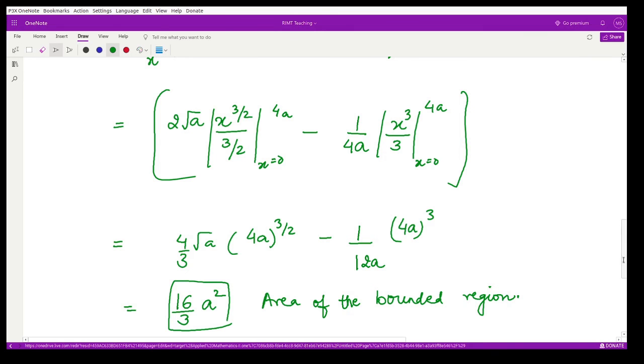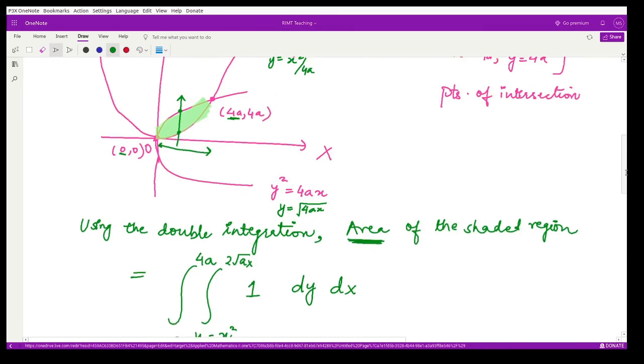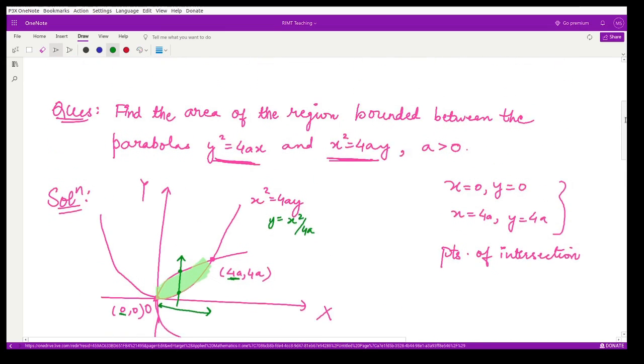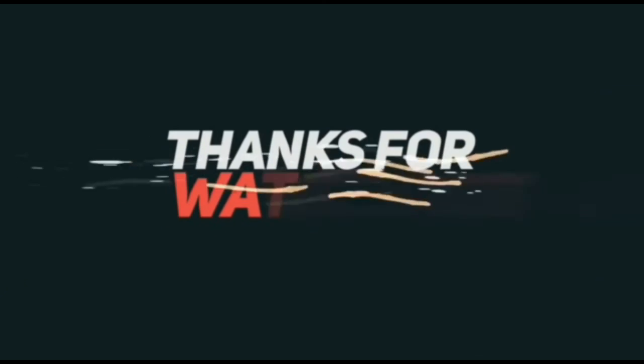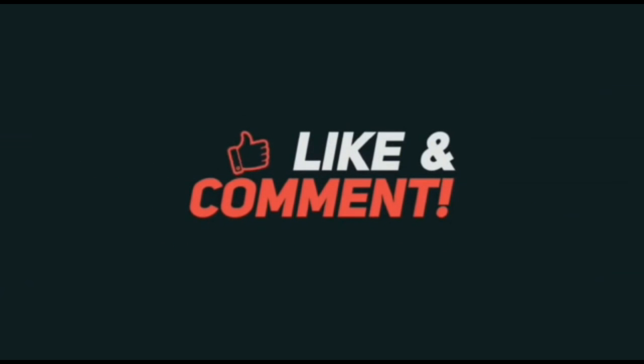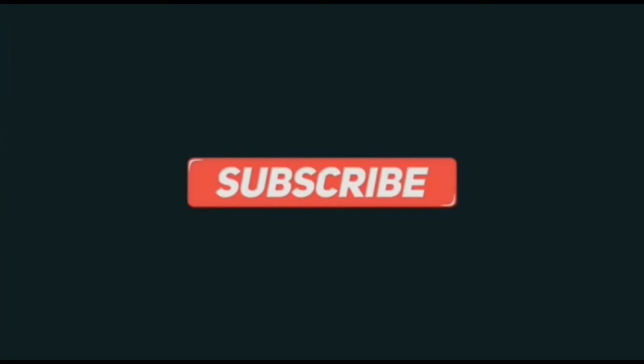Similarly, you can very easily calculate this area even using single integration, but it is better to learn and understand this double integration through this process, how to calculate the area using double integration.